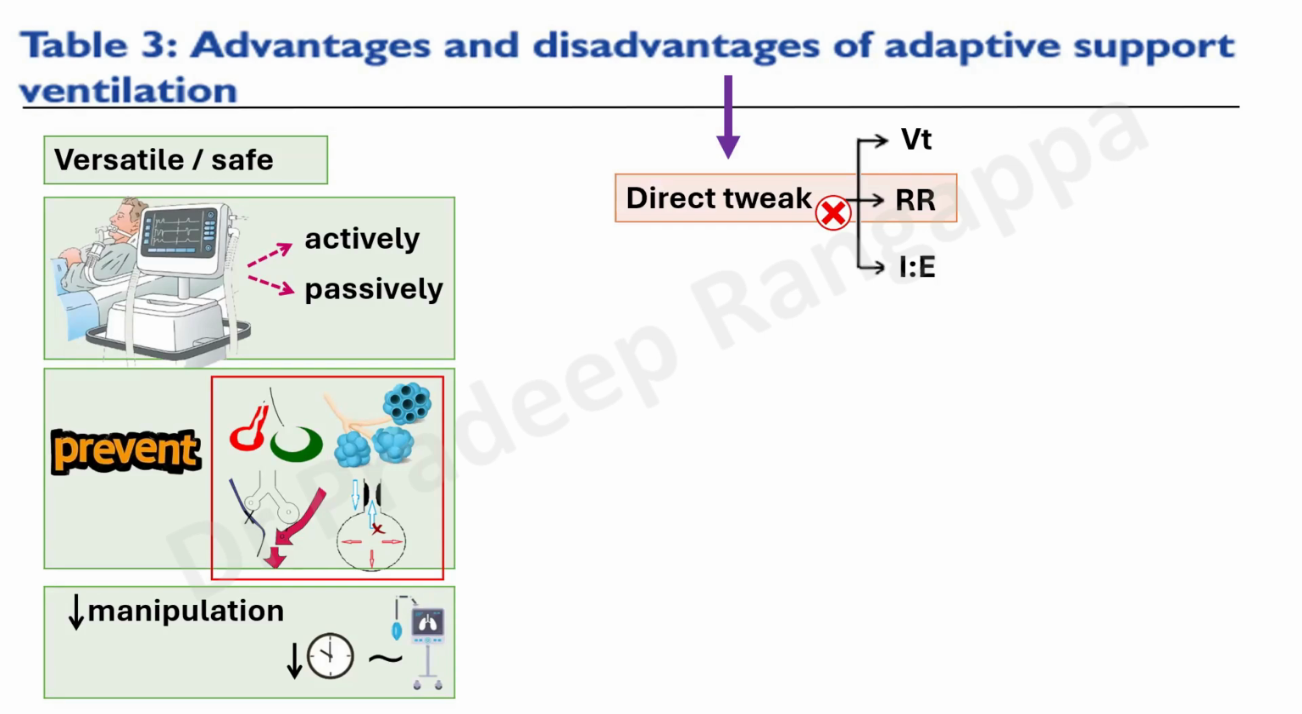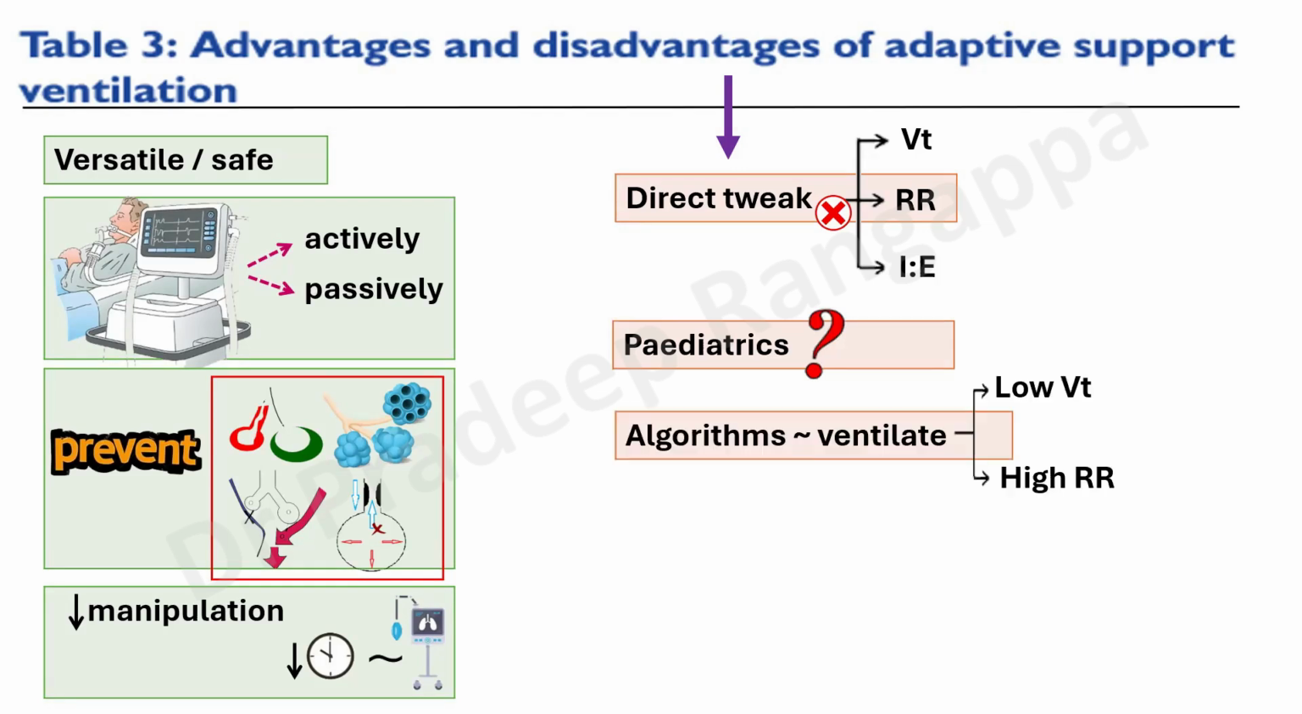The disadvantage is that because the machine is doing everything, you cannot directly tweak, because the main purpose of adaptive is that it is auto adjusting tidal volume and respiratory rate. So we have no ability to tweak that. And the inspiratory expiratory ratio also it is determining. So these are the three variables which we have no control in tweaking, which otherwise we do for other modes. And we do not know about its benefit in pediatrics. And it is algorithm based ventilation with low tidal volume and high respiratory rate. So that's the strategy it uses.